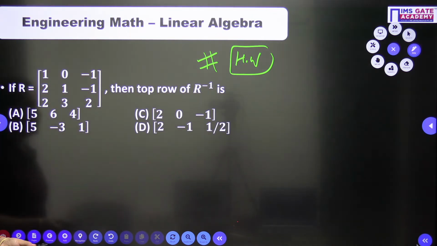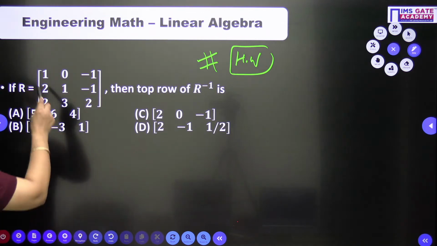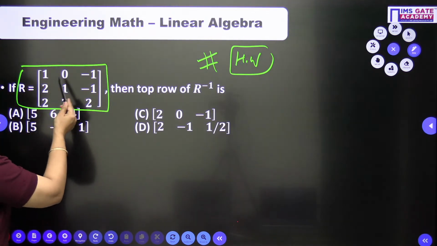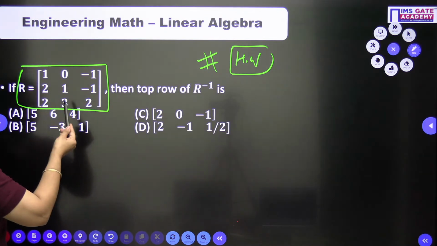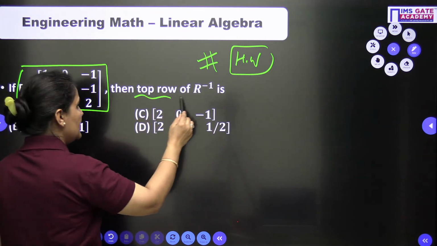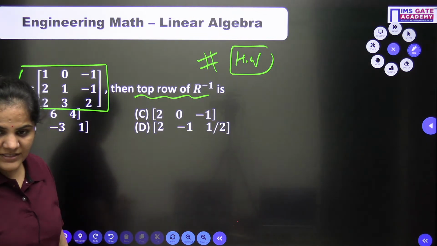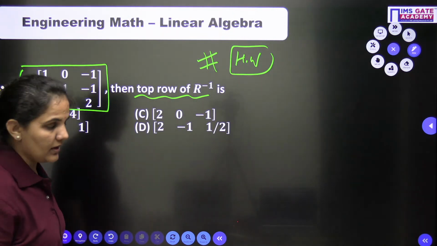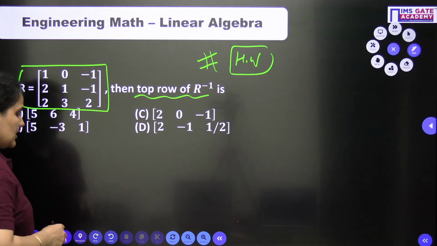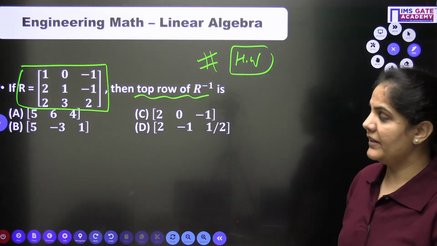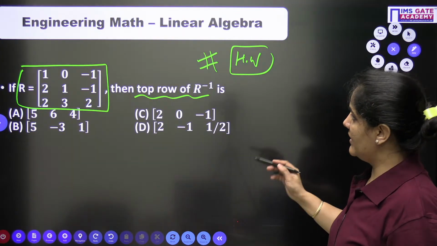All right. So here let's start with this question. We have a matrix R, which is a 3x3 matrix: 1 0 minus 1, 2 1 minus 1, 2 3 2. We need to find the top row of this matrix R inverse. Here we have options, as we discussed the trick to find the inverse of any 3x3 matrix.